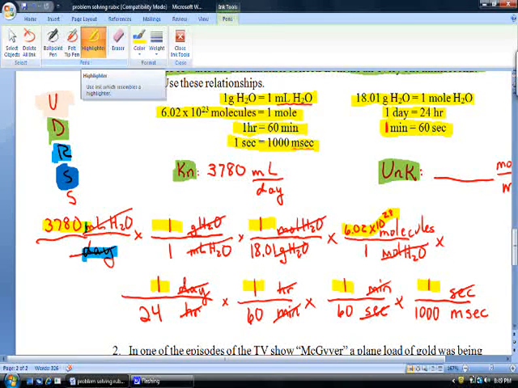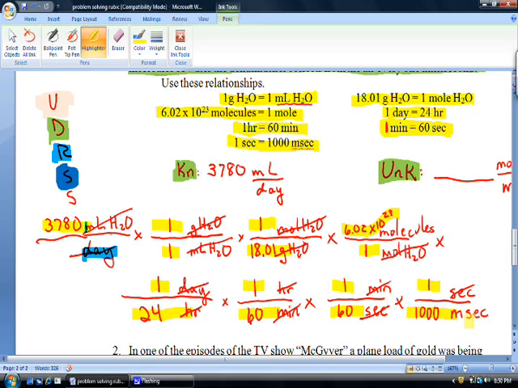Now I'm going to put in all the things on the bottom. I'm going to put in divided by 1. I'm going to push the divided key again since it's on the bottom. Divided by 18.01. Divided by 1. Divided by 24. Divided by 60. Divided by 60. Divided by 1,000. Now I can push the equals button.